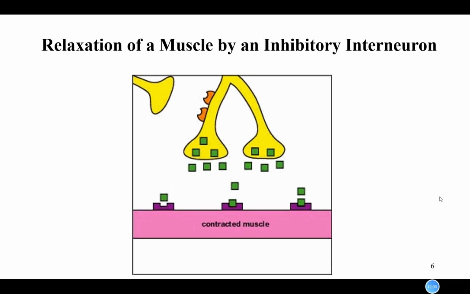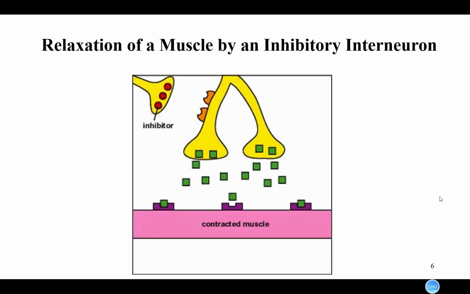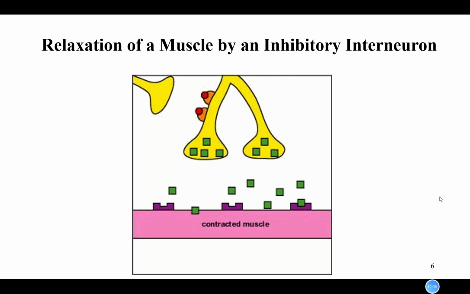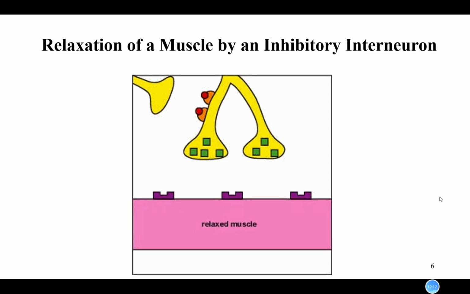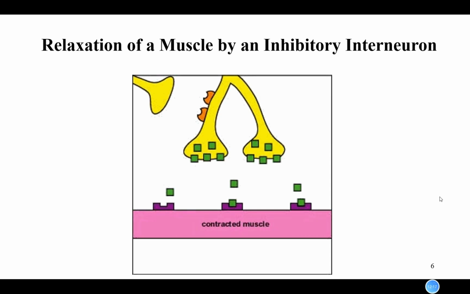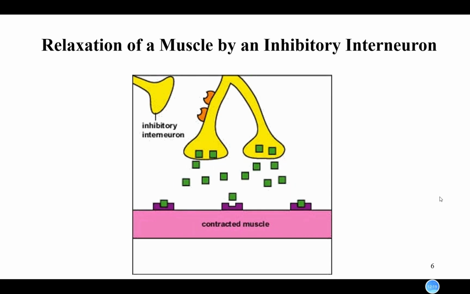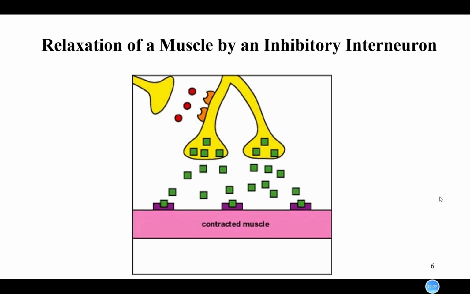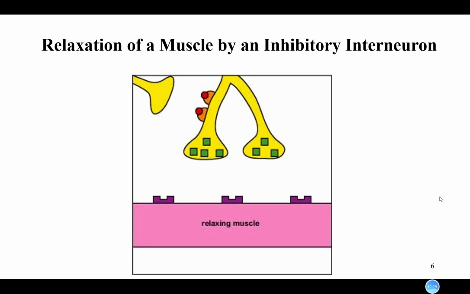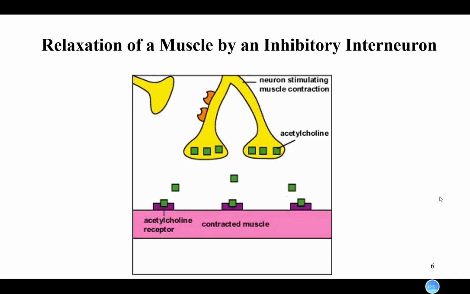This is a motor neuron, okay? The motor neuron is able to release the neurotransmitter called acetylcholine. Acetylcholine binds to its receptor on the muscle cell, which can cause the muscle cell to contract. So that's how the motor neuron causes the contraction of muscles. But you don't want the muscle cell to contract all the time, right? You want to relax it when needed.